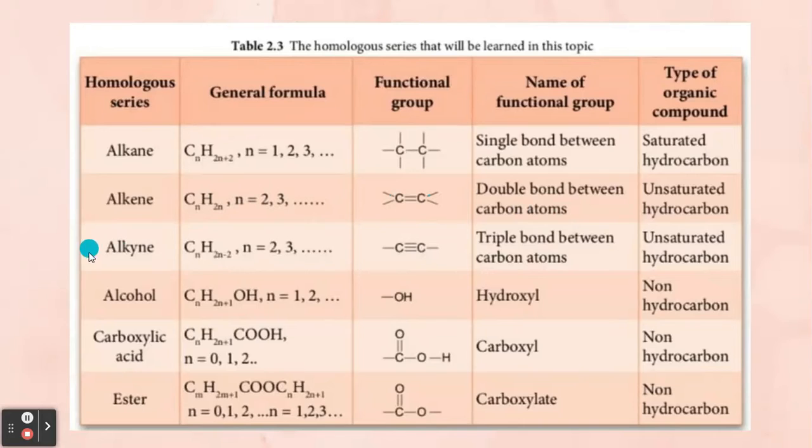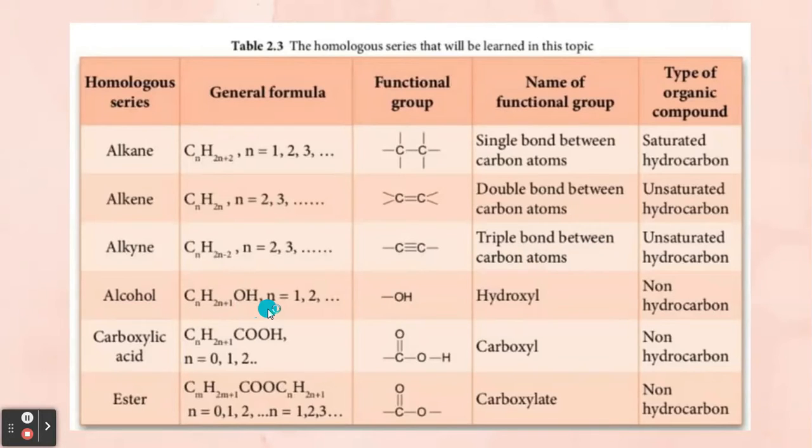Okay, the third one is alkyne. Okay, the general formula for alkyne is CnH2n-2, and n is equal to 2, 3, 4, 5, and so on. Okay, then you can see there is a triple bond between carbon atoms, and this also an unsaturated hydrocarbon, same as alkene.